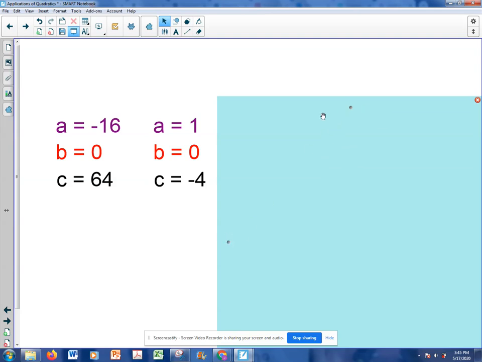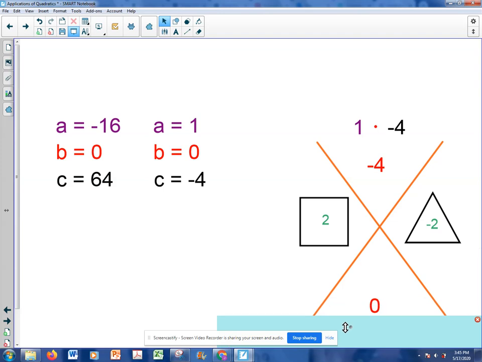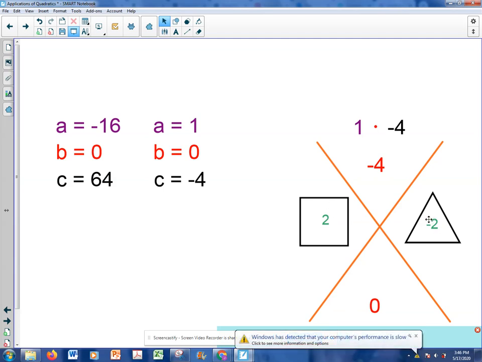Okay. What do I get? I do my little X box. I got 1 and negative 4, so I get a negative 4 on the top, and then I get a 0 on the bottom. And what two numbers multiply together to give me negative 4 and add together to give me a 0? There's only one choice. It's 2 and negative 2. So my answers would be, this would be t plus 2, and this would be t minus 2, which means the solution here would be negative 2. The solution here would be 2.